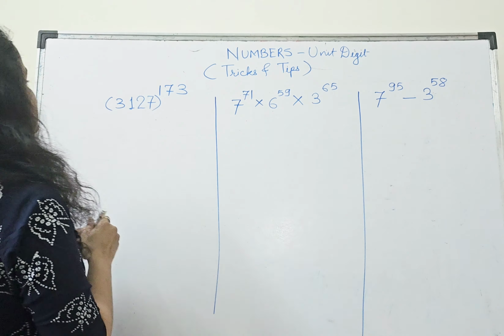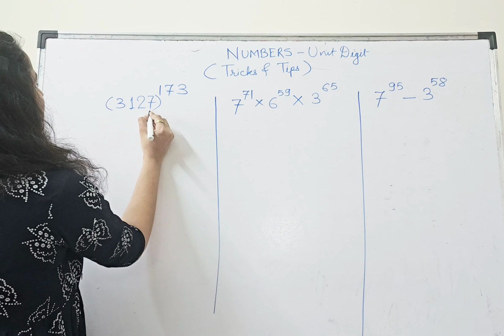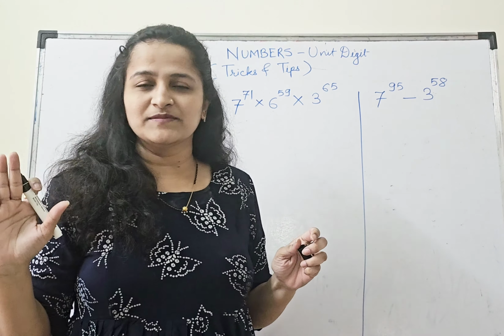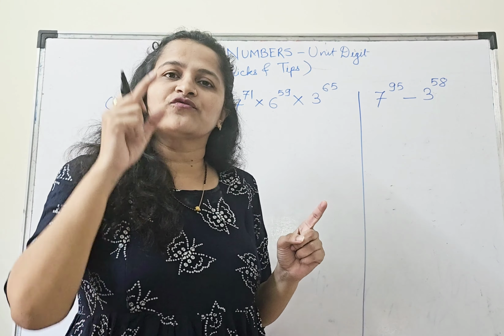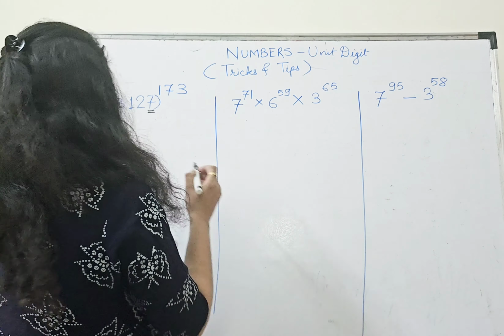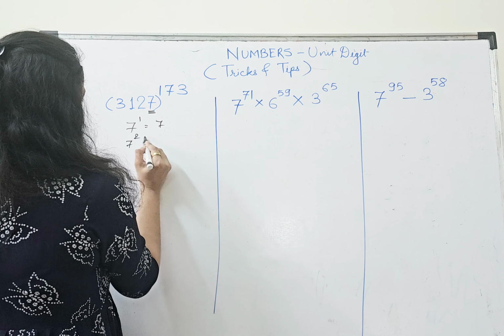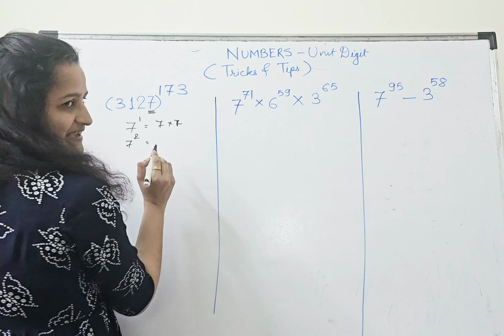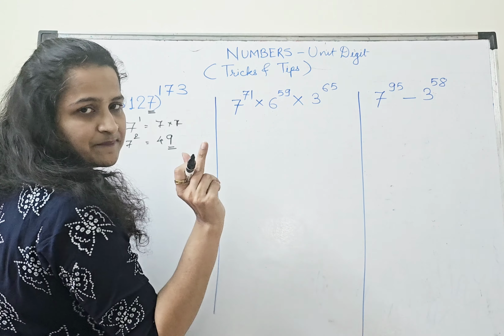So the first one. Whatever number is given here, you are not bothered about it. You just have to see the last number, the unit place number. What is that? 7, right? So that means you need to find out the pattern of 7 here. What's the pattern of 7? Let's see, 7 raised to 1 is 7. 7 raised to 2 is how much? 7 into 7, so that comes as 49, which means that 9 is the unit place.